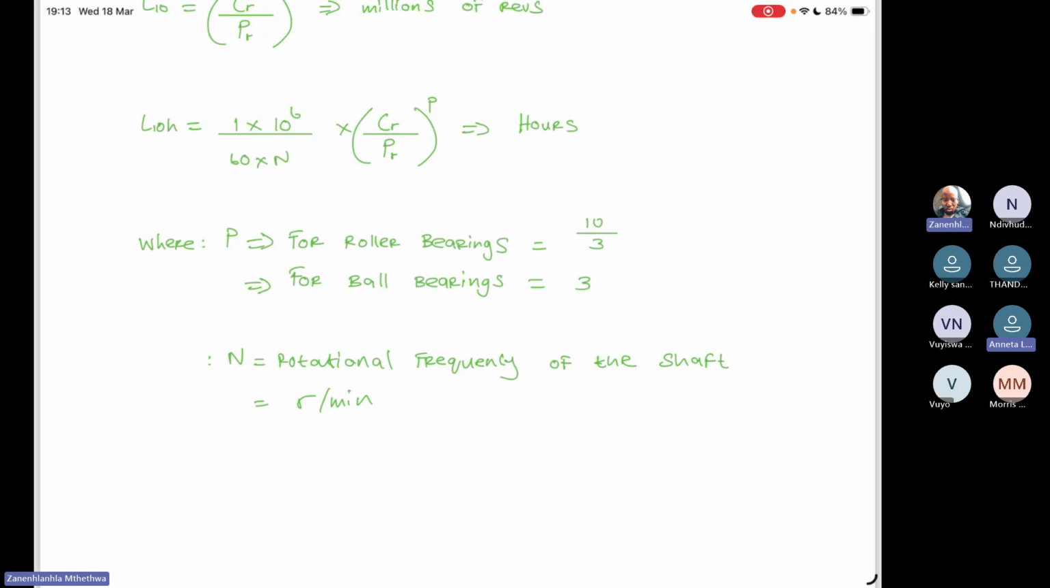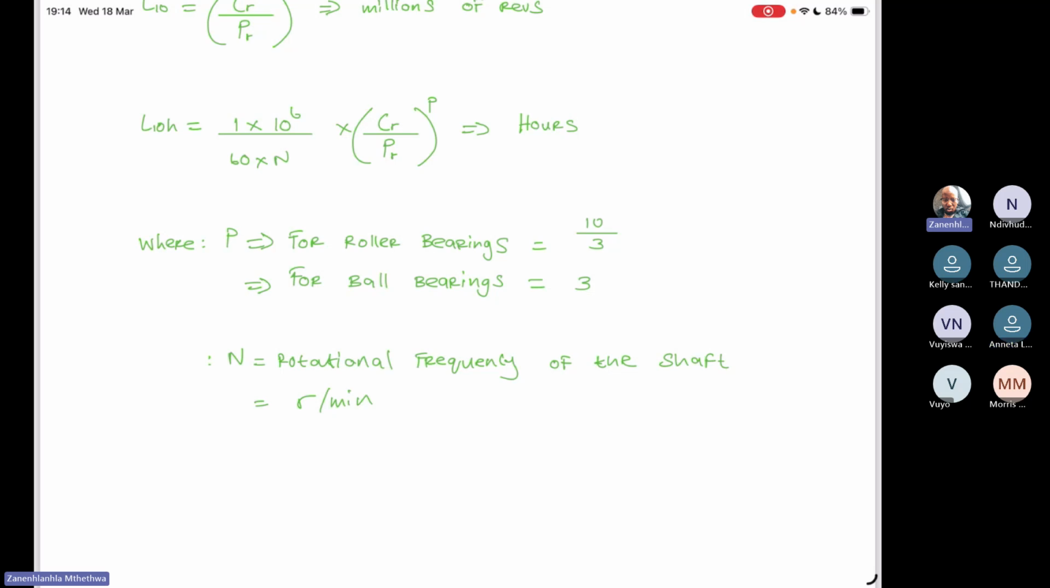So our question will always specify ball every time. Yes. They'll either say roller bearings, where the P you take is 10/3, or the question will be based on a ball bearing. They will tell you it's a ball bearing, in which case you take P as 3. If you look at question 3, it was based on a roller bearing, hence we use 10/3.